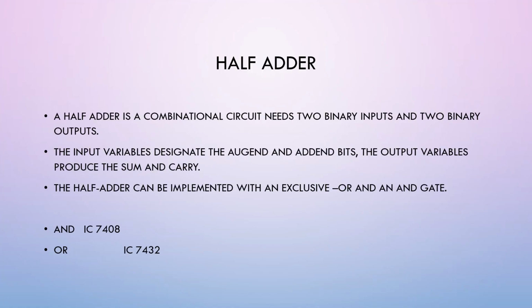Half-adder. A half-adder is a combinational circuit. It needs two binary inputs and two binary outputs. The input variables designate the augend and addend bits. The output variables produce the sum and carry. The half-adder can be implemented with an exclusive OR and an AND gate, using IC 7486 and IC 7408.